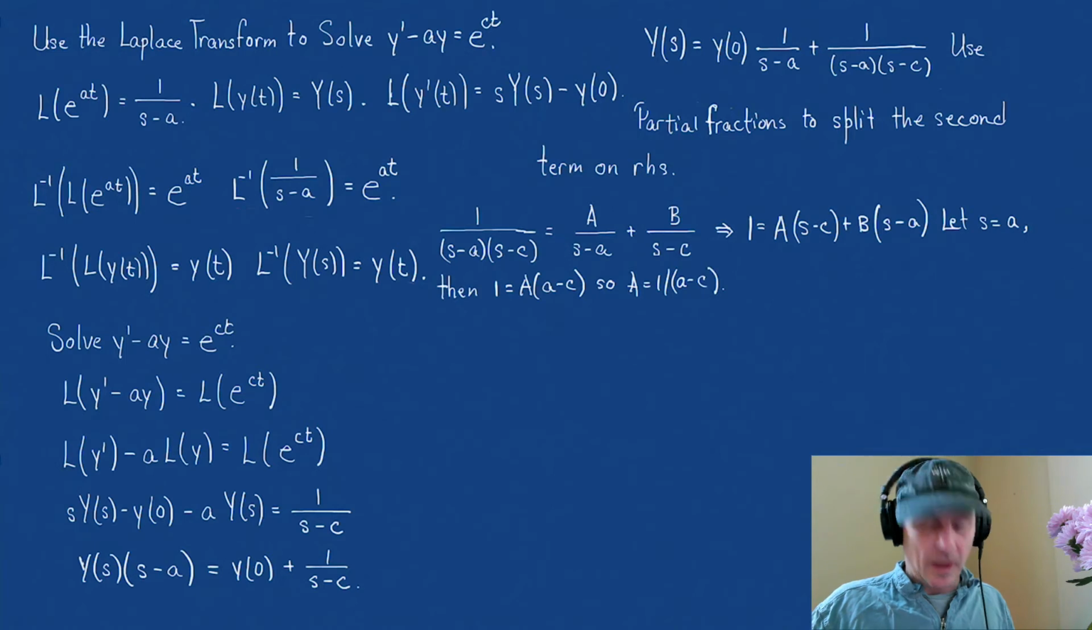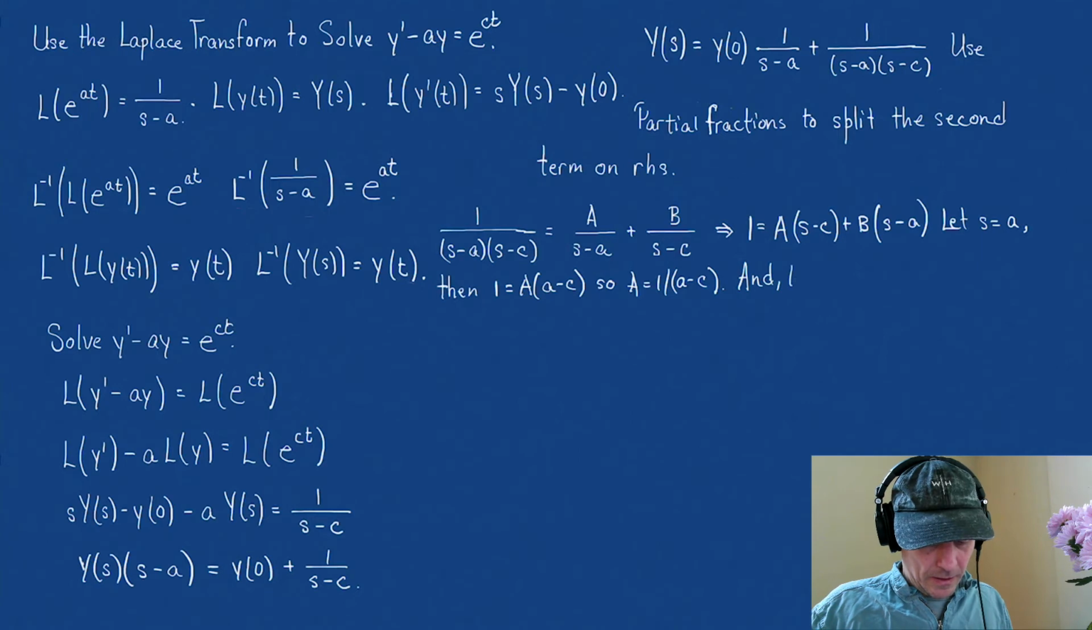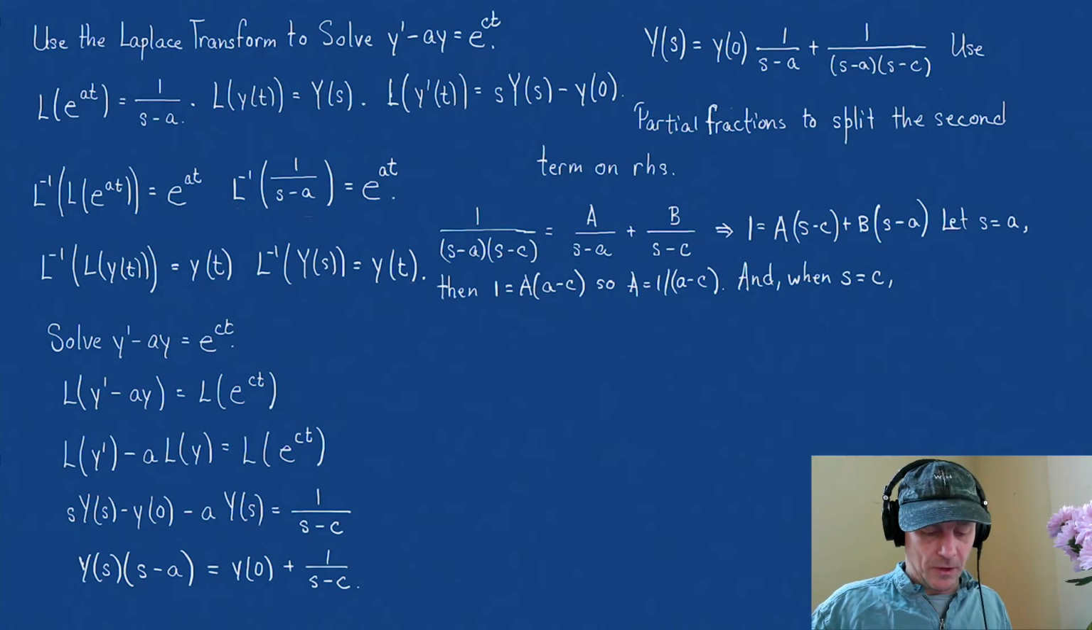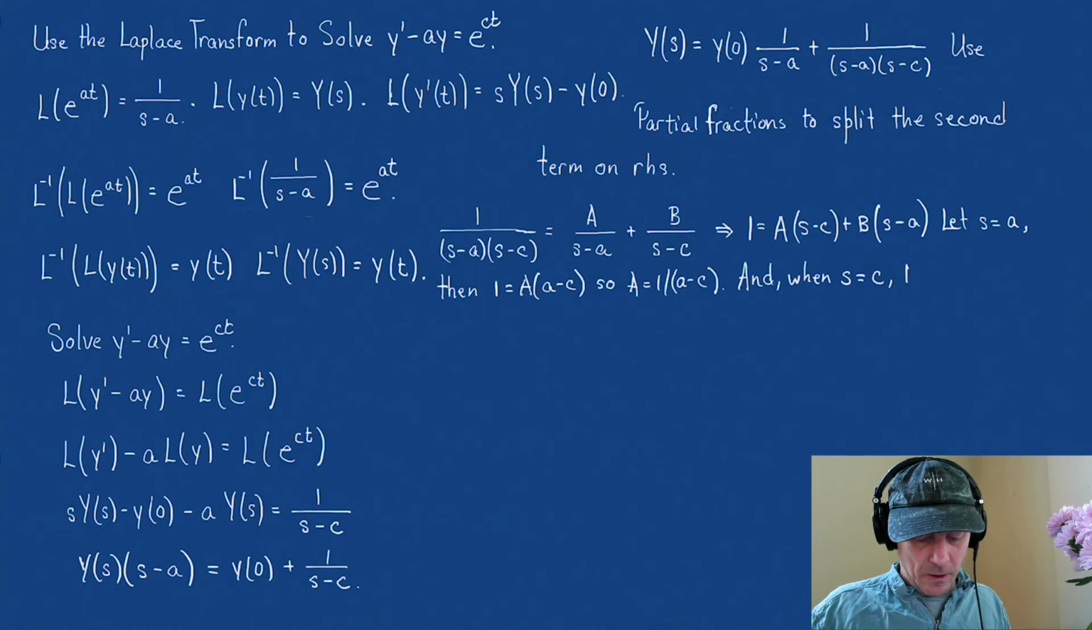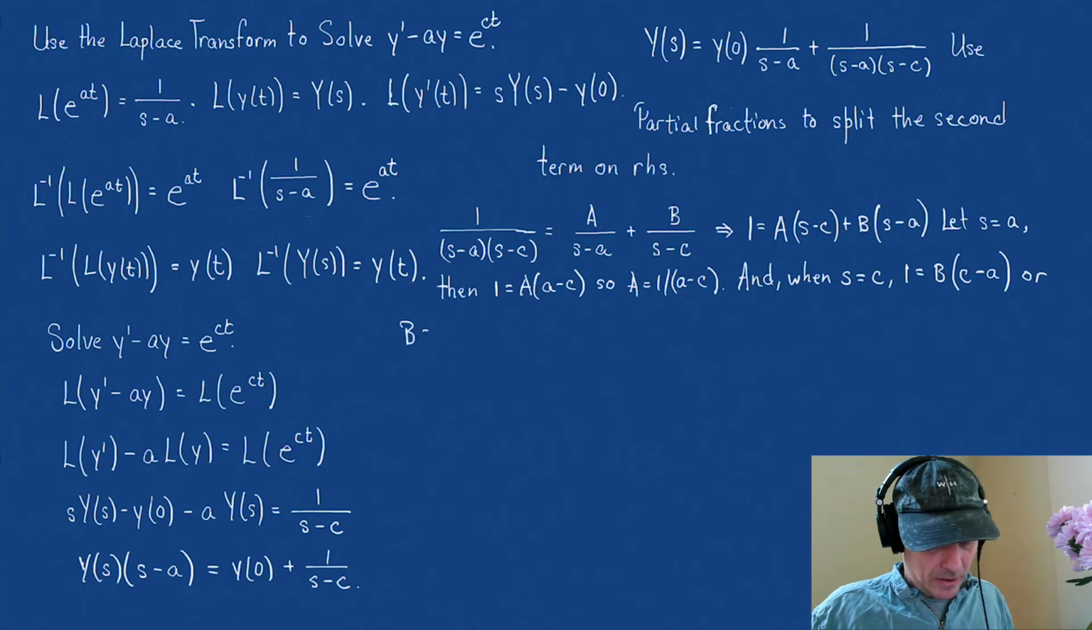And we can do that again similarly. You could also say when s equals c, well then what do we have? When s equals c, then the first term becomes 0, and so we have 1 equals capital B times, well, s is now c, so we have c minus a, or we can say that capital B is equal to 1 divided by c minus a.